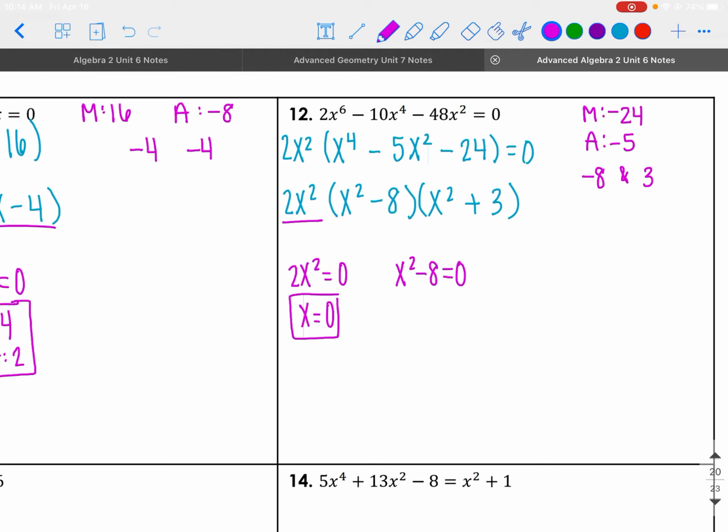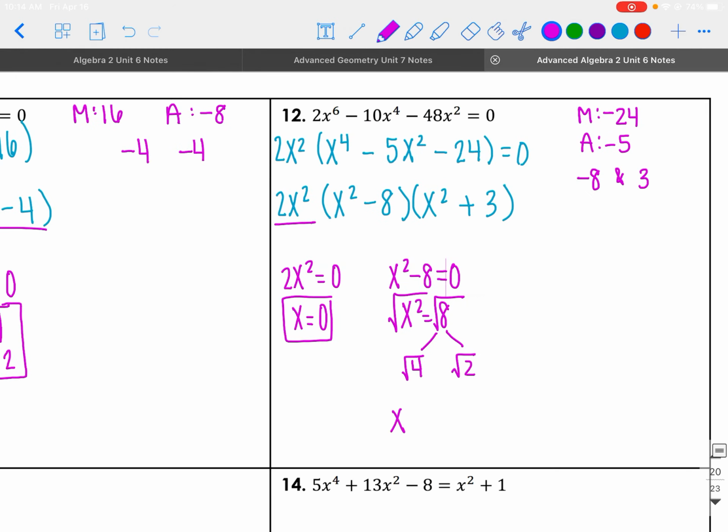Then we have x squared minus 8 equals 0. Adding 8 to both sides gives us x squared equals 8. And then the square root of 8, it's not a perfect square, so we want to know the largest perfect square that goes into 8. That number would be 4, 4 and 2. So x equals plus or minus 2 radical 2.